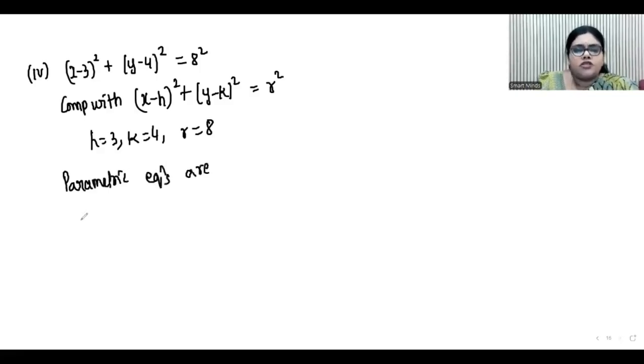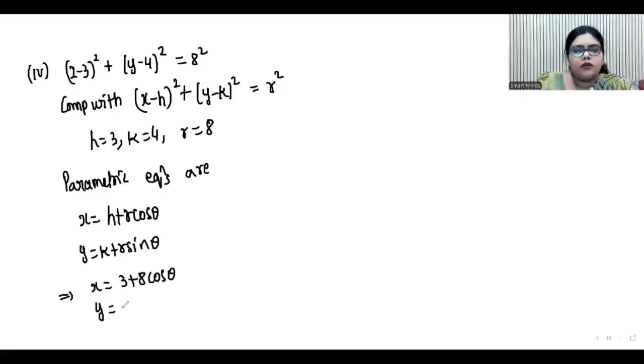Directly apply the parametric equations formula. Parametric equations are x is equal to h plus r cos theta, y is equal to k plus r sin theta. So x is equal to 3 plus 8 cos theta and y is equal to 4 plus 8 sin theta. This is the final answer.